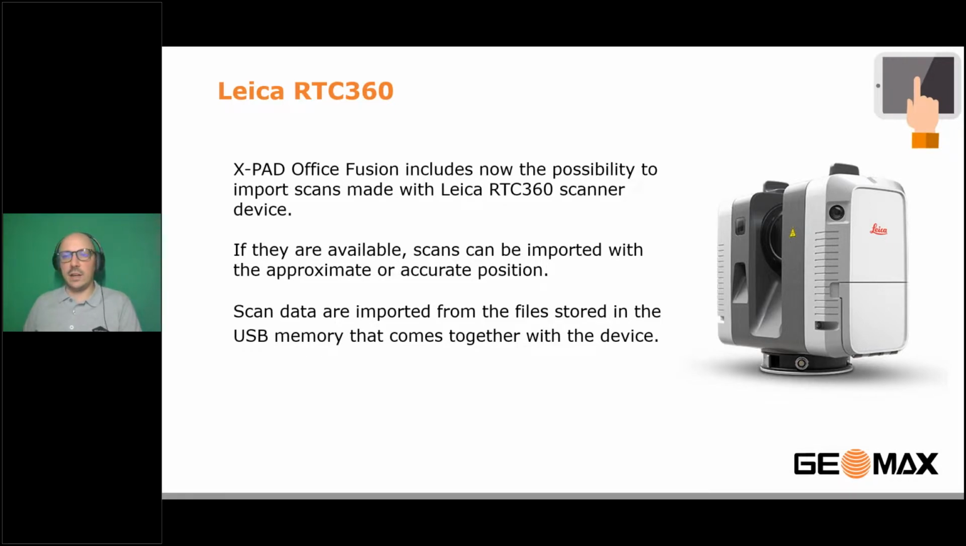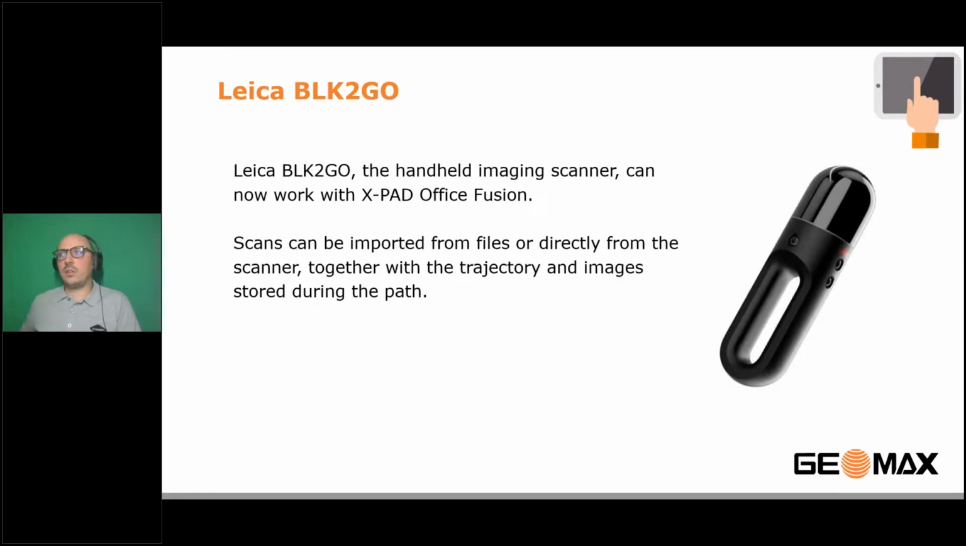So there is a direct connection between the Fusion software and this laser scanner. So no need to convert the data, you can directly import the data in Fusion with the scans taken from the Leica laser scanner. Same also for the Leica BLK2Go. So also for the BLK2Go, that is the handheld imaging scanner, it is possible to work with Fusion, directly importing the data from the files that are generated from the scanner, or with a connection.